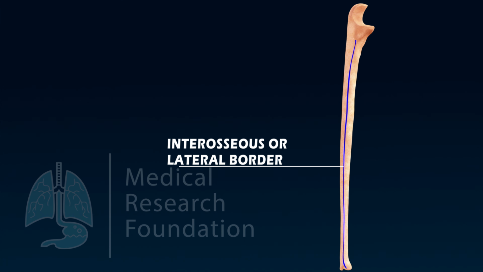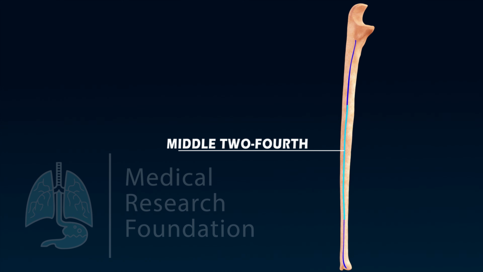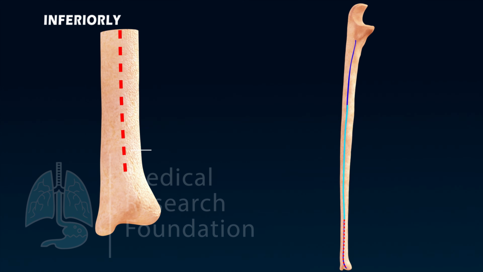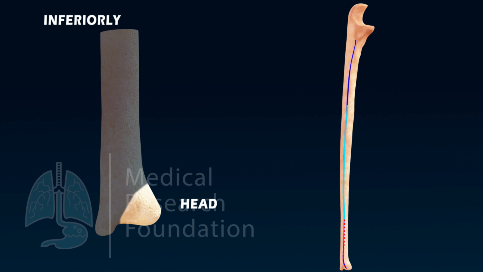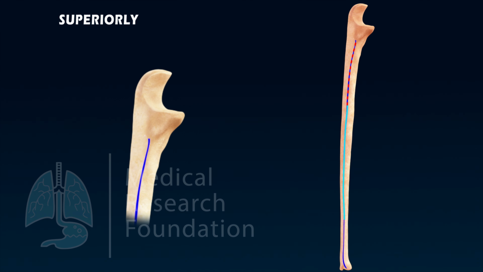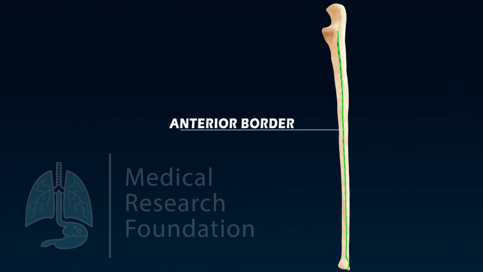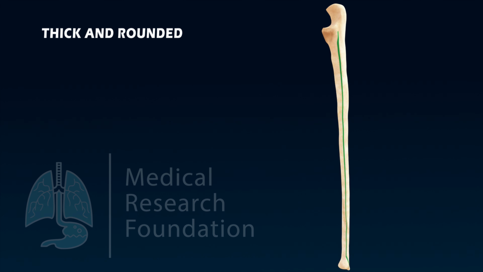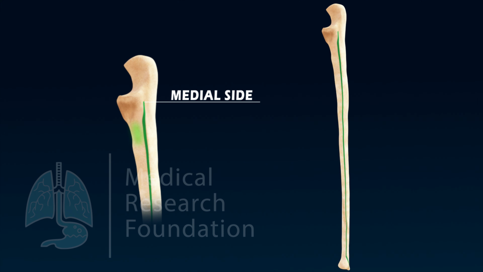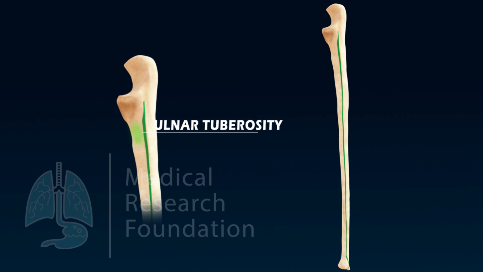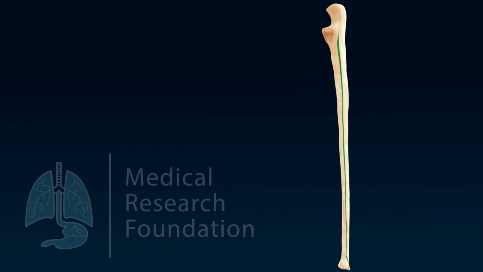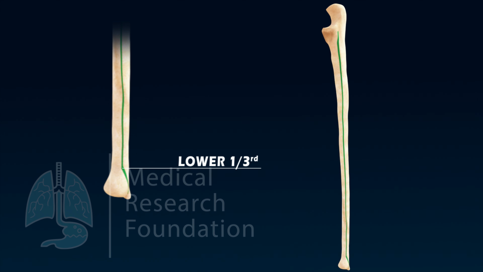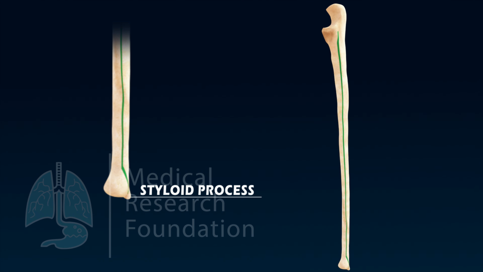The interosseous or lateral border is the sharpest in the middle 2/4. Inferiorly, it can be traced to the lateral side of the head. Superiorly, it is continuous with the supinator crest. The anterior border is thick and rounded. It begins above on the medial side of the ulnar tuberosity, passes backwards in its lower 1/3, and terminates at the medial side of the styloid process.